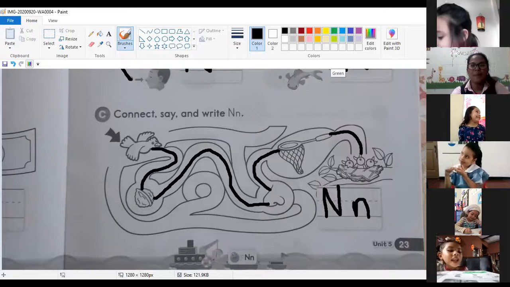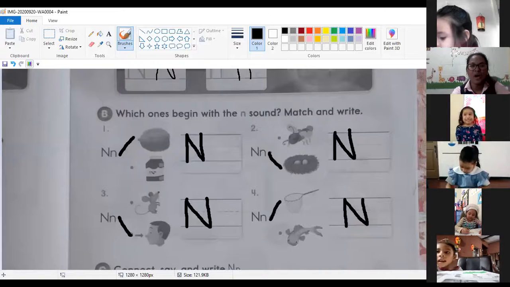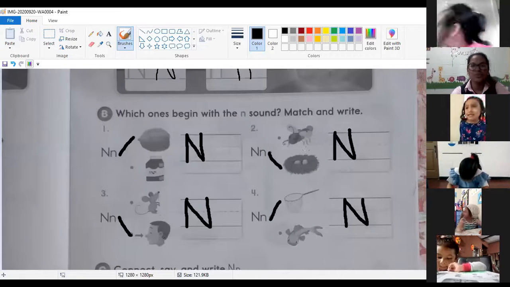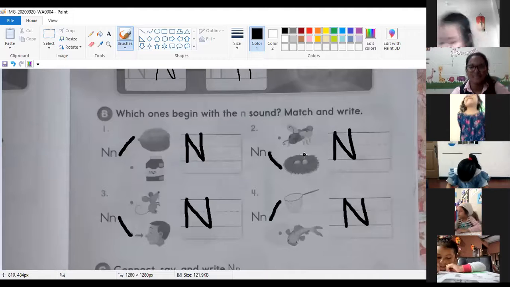Okay, remember this is the letter N. We had not, nose, nest, and net.